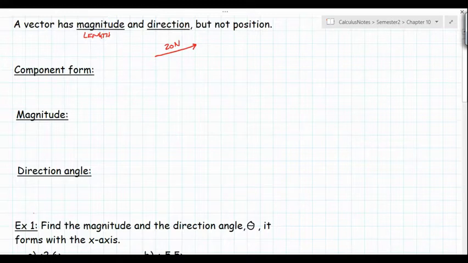So if I have a 20 Newton force pointing at a direction of, let's say, 30 degrees above the horizon, if I move that to another location, it's still the same vector. Okay? So vectors don't really have a position, they just have a length and a direction. And that's all that's important.